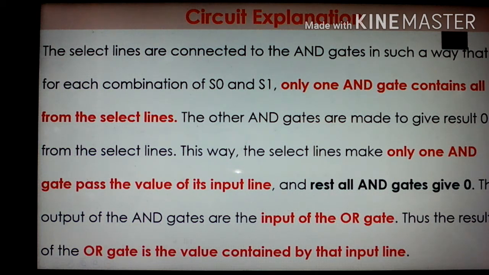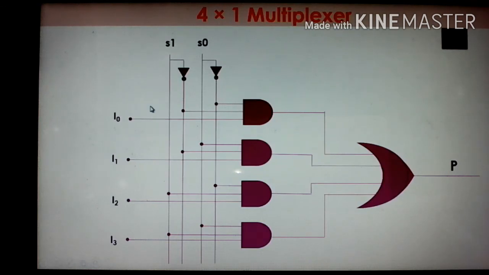The outputs of the AND gates are the inputs of the OR gate. Thus, the result of the OR gate is the value contained by that input line. That means, according to the select lines, only one AND gate will give a high output, or the value 1. That value is given to this OR gate, and finally we get the selected input line as the output here. So this is the many to one multiplexer.